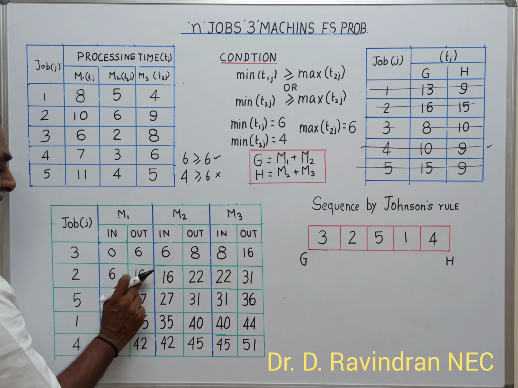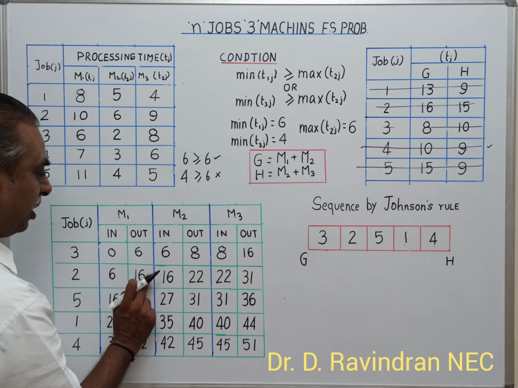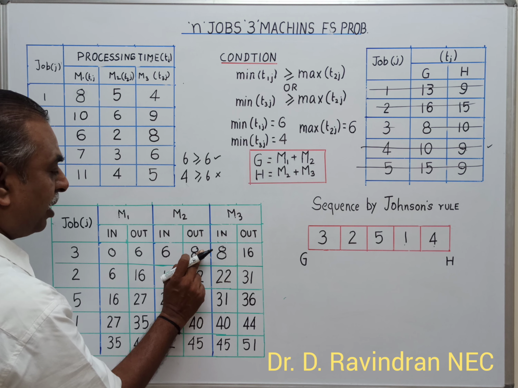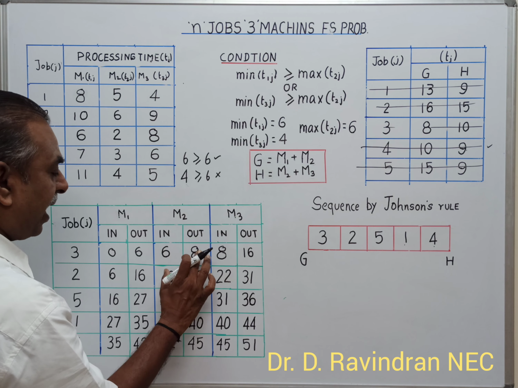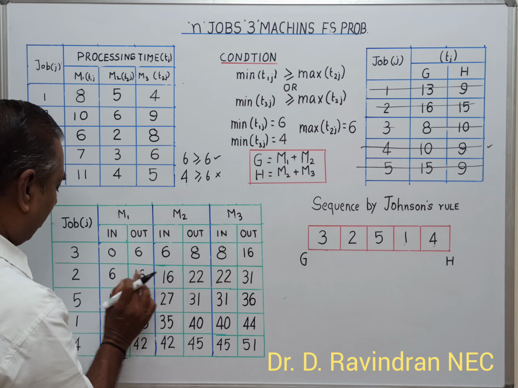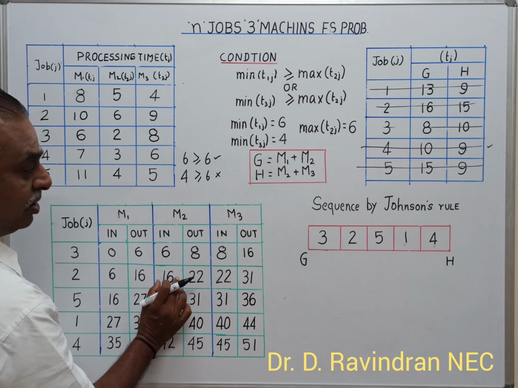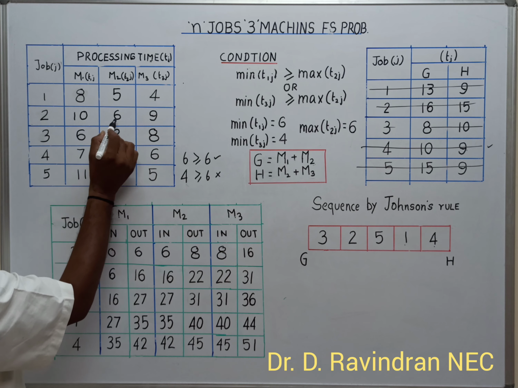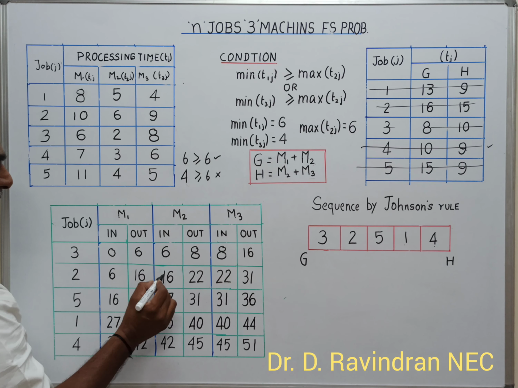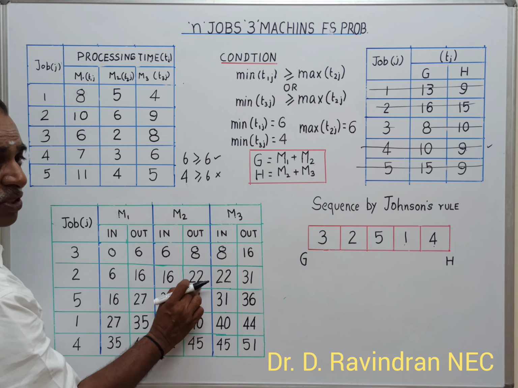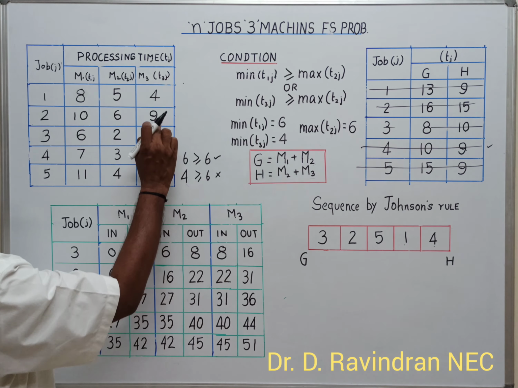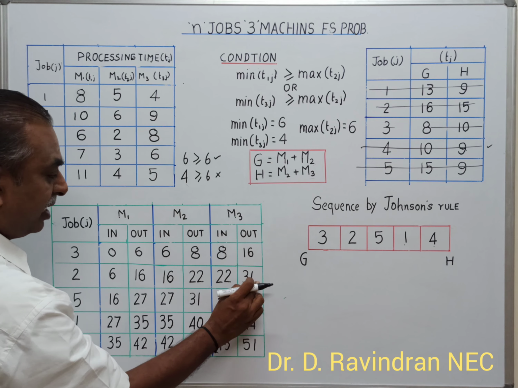Here at 16 hours only the second job comes out of machine M1, whereas M2 completes the previous job by 8 hours and then is idle for 8 hours. It can take up this job only at 16 hours. So at 16 hours the second job has 6 hours of processing time. 16 plus 6 is 22 hours. Then at 22 hours only it can enter machine M3 and then 9 hours is going to be processed and it is 31.